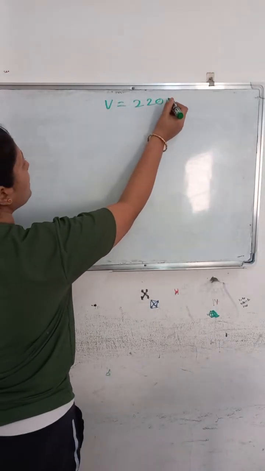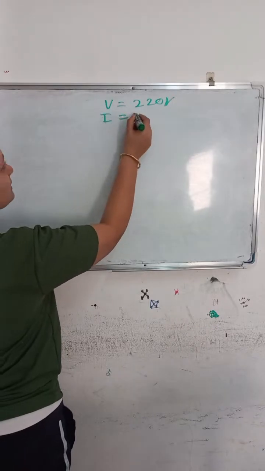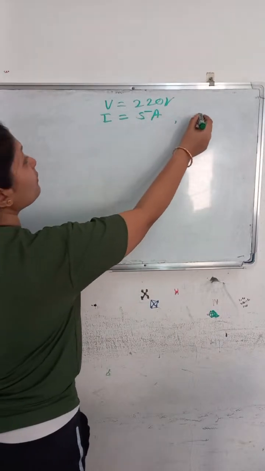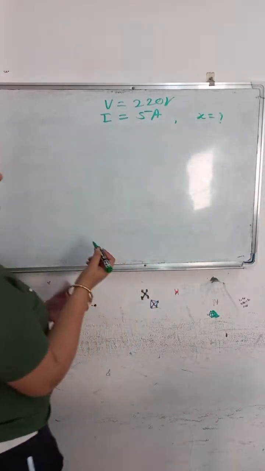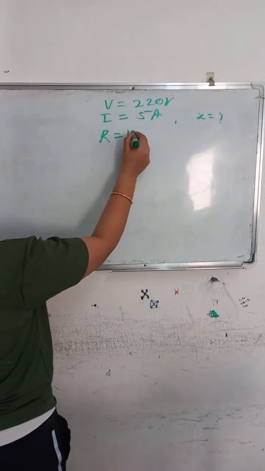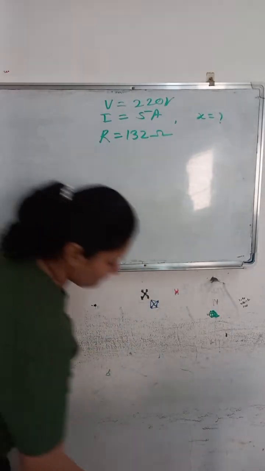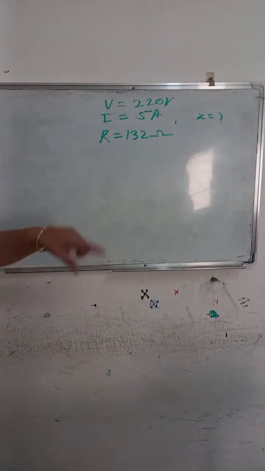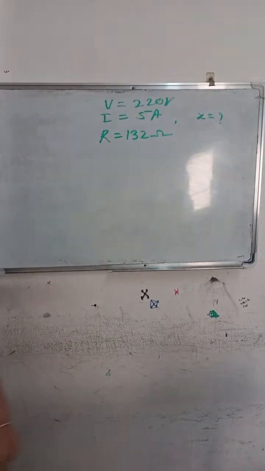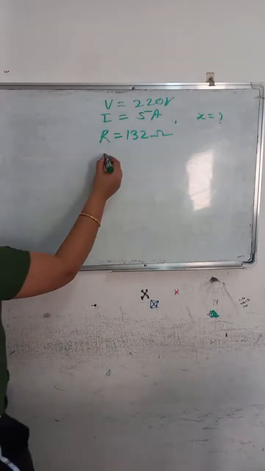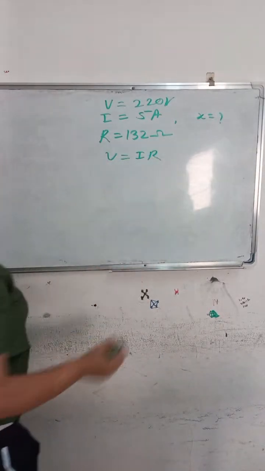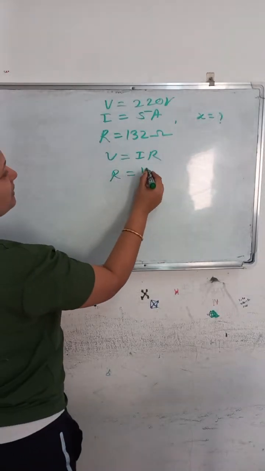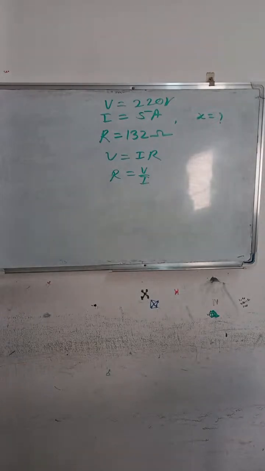V is 220 volt, and current is 5 ampere. And they are asking how many resistors. One resistance value is given 132 ohm. They are asking number of resistors which we can use on 220 volt line, that we have to calculate. So according to Ohm's law, we know that V is equal to IR. So R is nothing but we can write V by I.